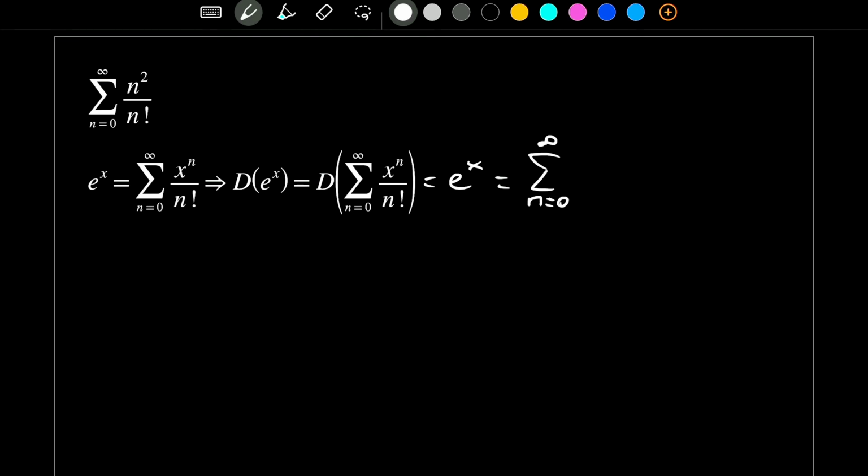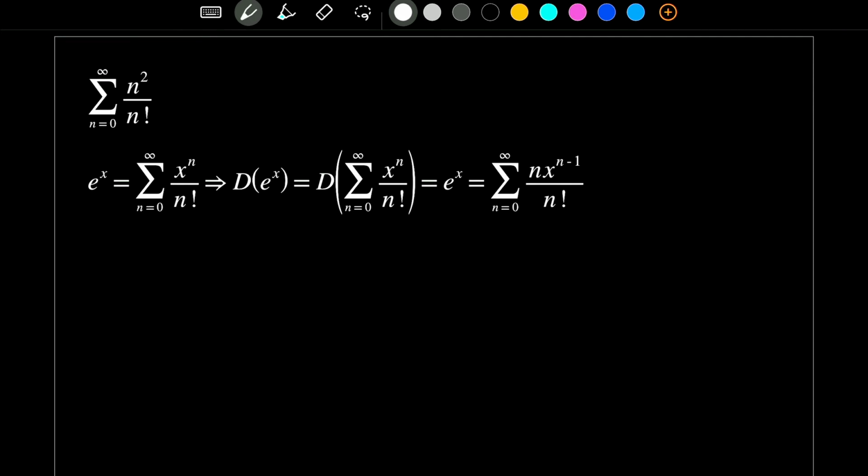So what's that going to be? Well, we need to use the power rule, and that's going to be n times x to the power of n minus 1 all over n factorial. Notice that n actually doesn't get affected here, or the n factorial, that's just a constant. We're only differentiating over x.